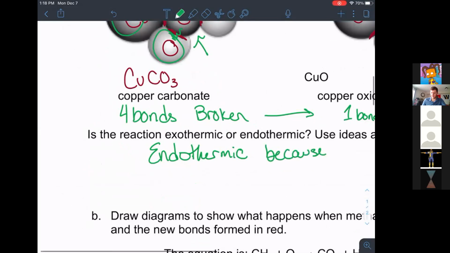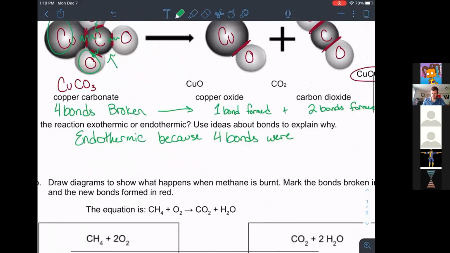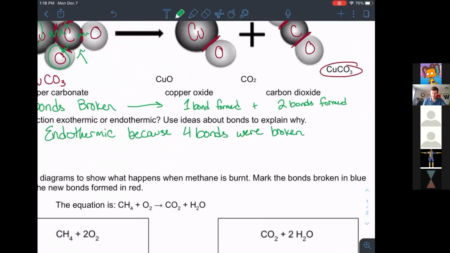So this is endothermic because 4 bonds were broken and only 3 bonds were formed.